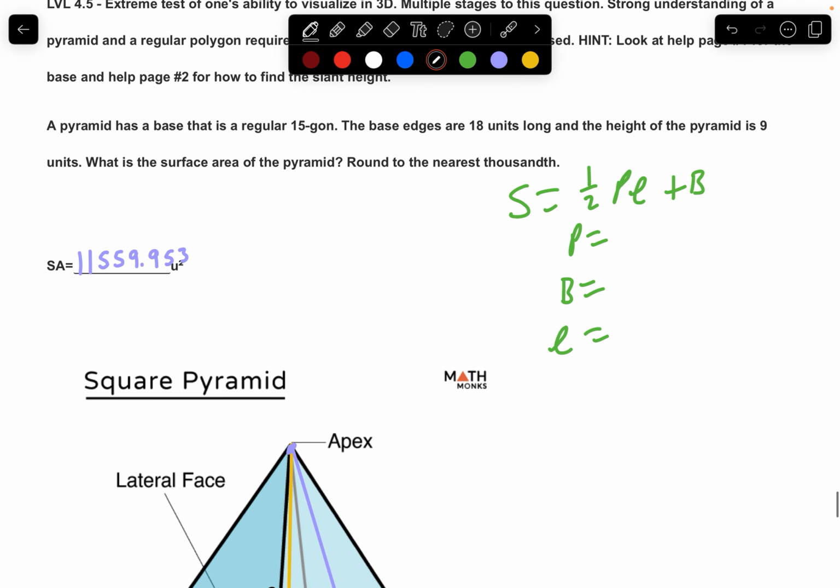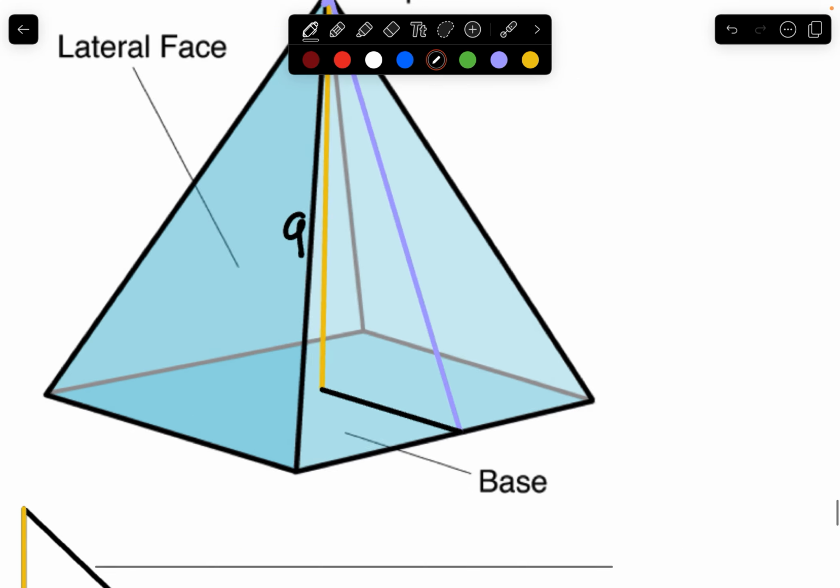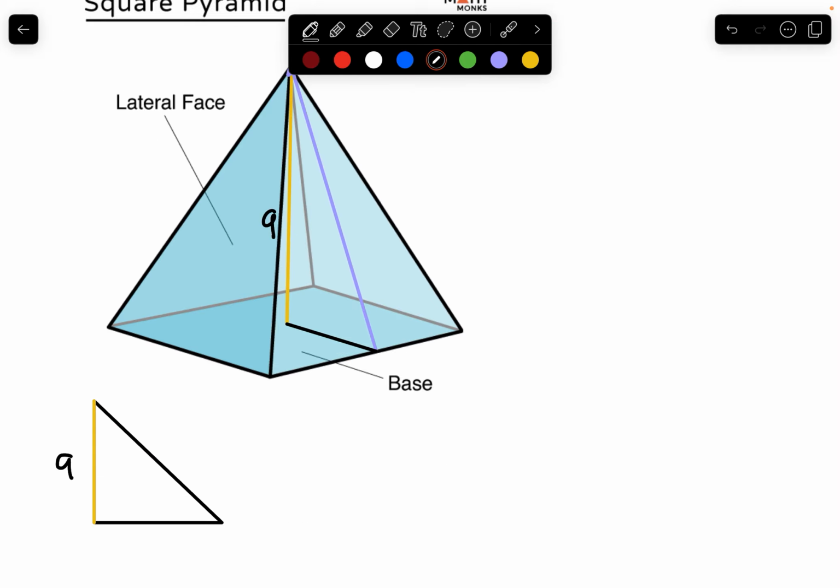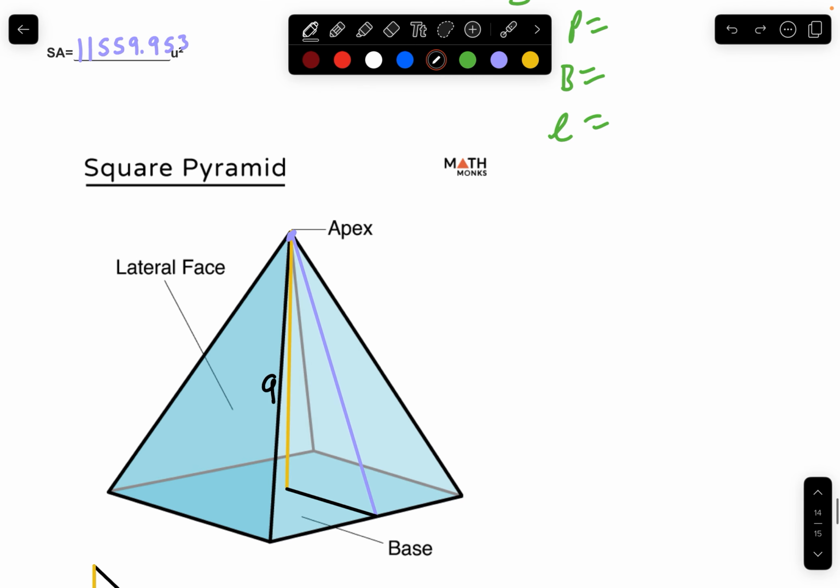So the base is a regular 15-gon. It's not a square. If it was a square, like what is the base edge? The base edges are 18. If this was 18, then the apothem would be 9. But it's not a square. It's a 15-gon. So we need to do a whole other problem, basically. And let's get that done.